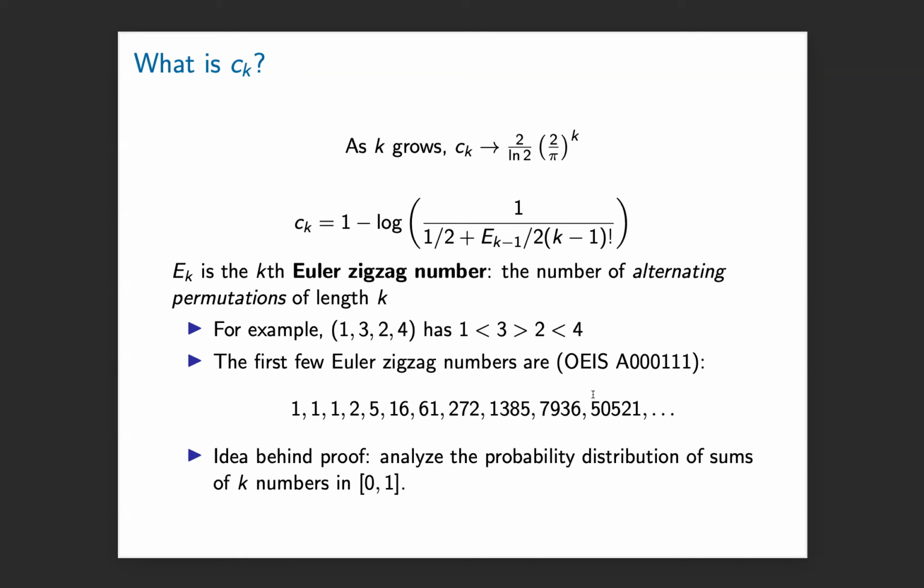The idea behind the proof is that we let n go to infinity. Then this is kind of like analyzing the probability distribution of sums of k real numbers between 0 and 1. I don't have a good intuitive explanation for why the alternating permutations should show up here. I'd be very happy if someone who's better at combinatorics could stare at it for a while and tell me.